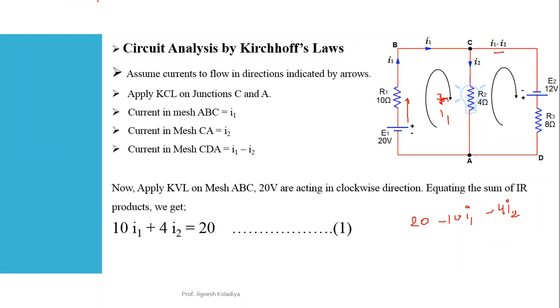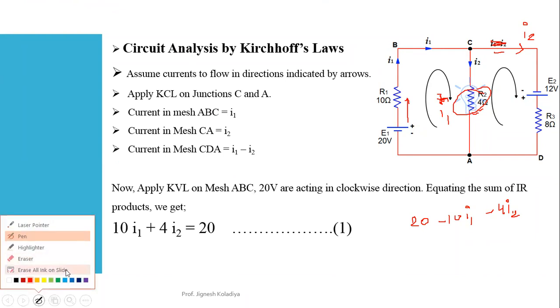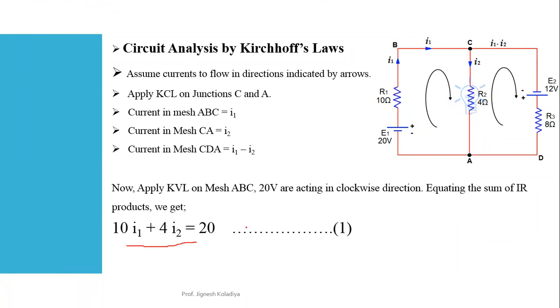and if you want to distribute your current like this, if this is I1, and the current which is passing through this is I2, then you can write I1 minus I2 from this 4 ohm for the first loop, and during the second loop you can write I2 minus I1 into 4 through this resistance. It is totally in your hand, whatever you want to do. So I will get this equation according to this current distribution.